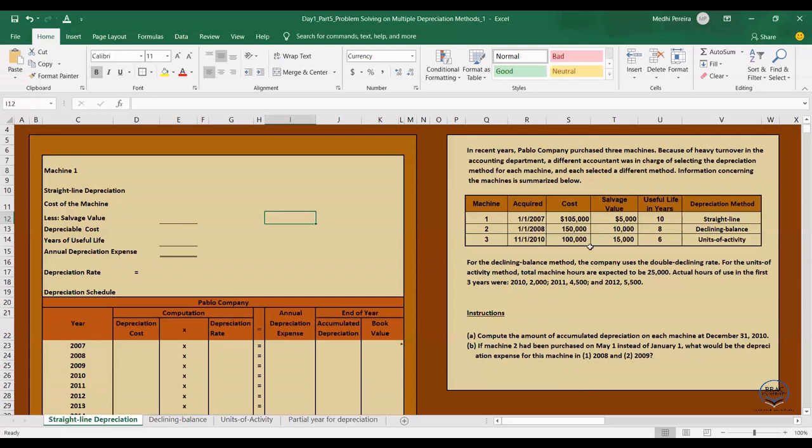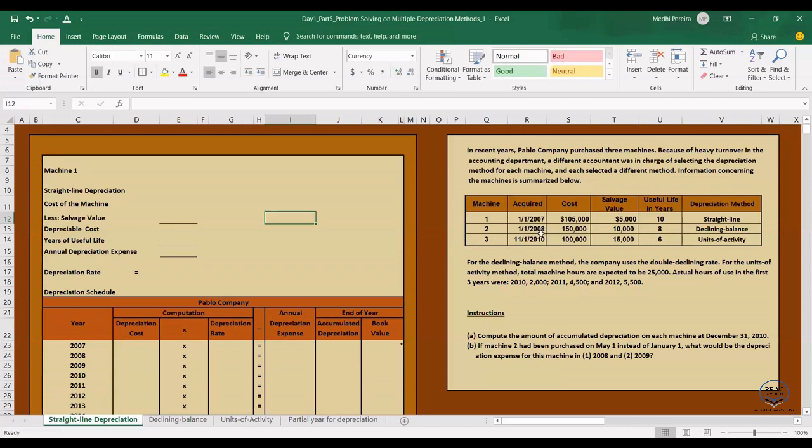So this is the entire problem that we will be solving today, and we will be going step by step. Initially we will be doing the problem for only machine 1, then we will start for machine 2, and then we will do it for machine 3. So we will go step by step.